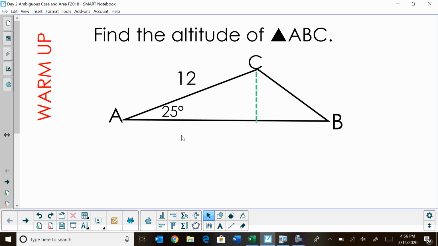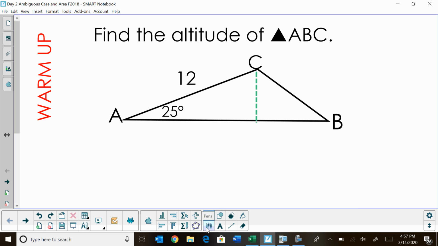Today we are going to go through the ambiguous case for the law of sine. Before we start that, we need to practice finding the altitude inside a triangle. So we have a triangle ABC, and we know one of the angles is 25, and we know this length is 12. Using the law of sine, we would need another piece of information, but we just want to find the height or the altitude of the triangle.